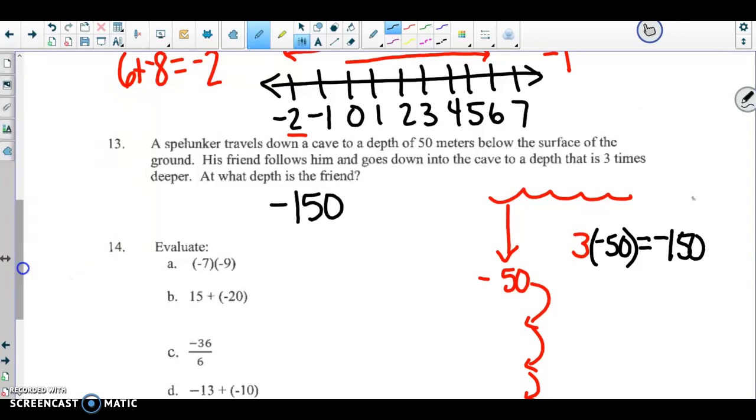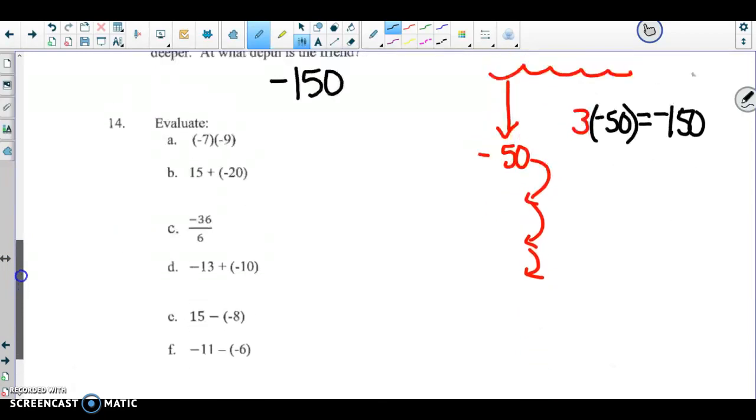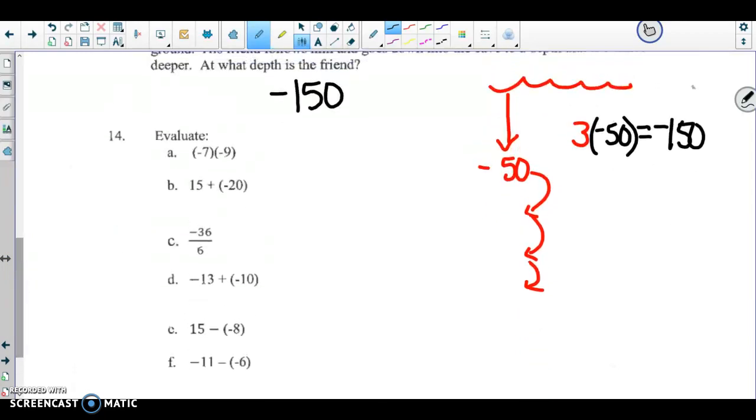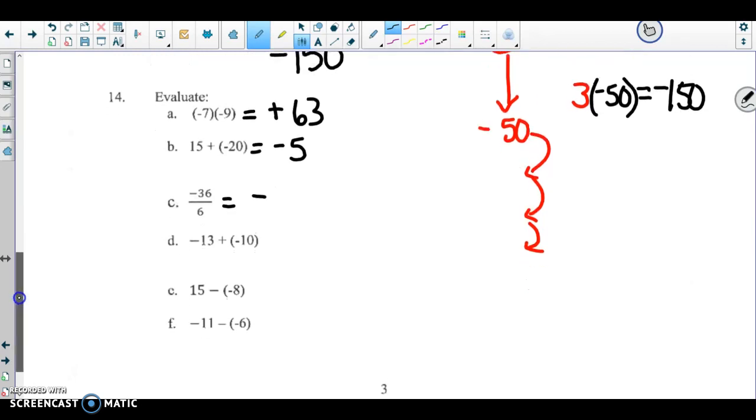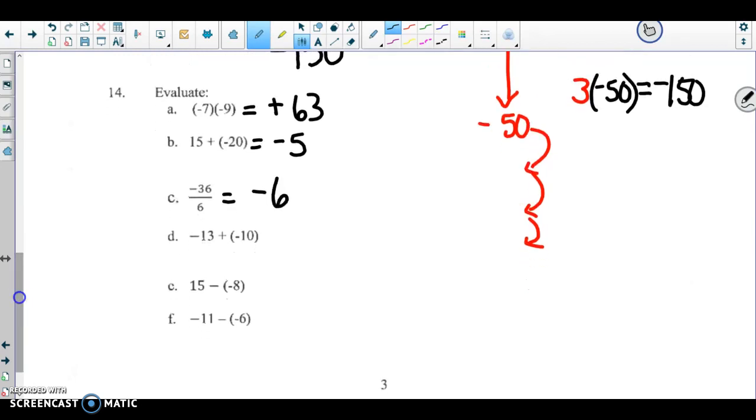Okay, evaluate. So these are just, can you add, subtract, multiply, and divide? Negative times negative is going to give me a positive, and 7 times 9 is 63. You don't need that positive, I just was writing it down there. We're adding. So I have a positive 15 and a negative 20. If I think about it, I've got to move left, right, and then left. And I'm going to end up at negative 5 because really I'm going to subtract them. I'm dividing here. A negative divided by a positive means that I'm going to end up with a negative answer. And 36 divided by 6 is 6.